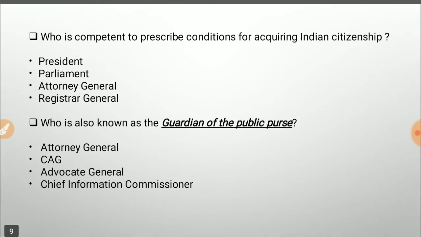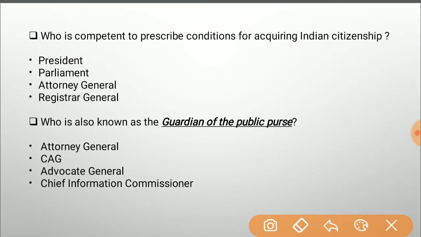Moving on, who is competent to prescribe conditions for acquiring Indian citizenship? Options are President, Parliament, Attorney General, or Registrar General. The correct option here is Parliament. Parliament can formulate legislation on who is to be a citizen of India and who is not to be a citizen of India. Obviously, currently there is a bill in the Parliament, the Citizenship Amendment Act, which is heatedly being debated upon.